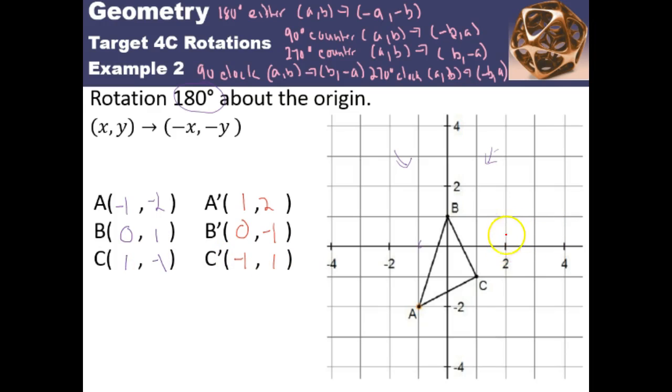So now I'm going to plot those points. So 1, 2, and that's where we said that A prime was going to end up somewhere in here. And B prime is 0, -1, and we said that was where B prime was going to end up. And then C prime is -1, 1, and we said it was going to end up somewhere in here. And then I'm going to connect the dots.